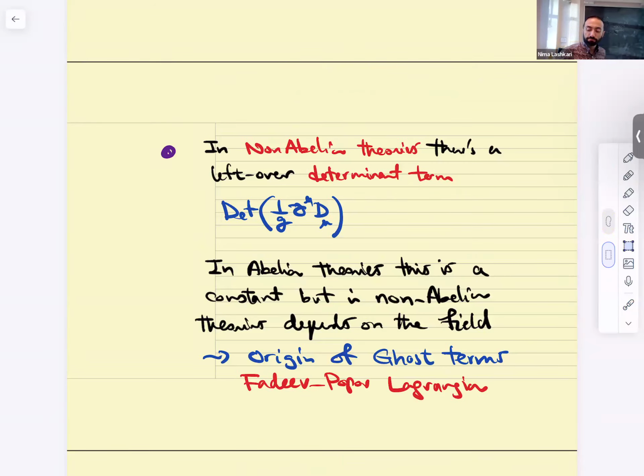So in QED, basically they see that with the Fadeev-Popov ghosts, the ghost part of the Lagrangian is completely decoupled from the rest of it. That's why we can ignore it. So in QED, yes. All right. Any other questions?